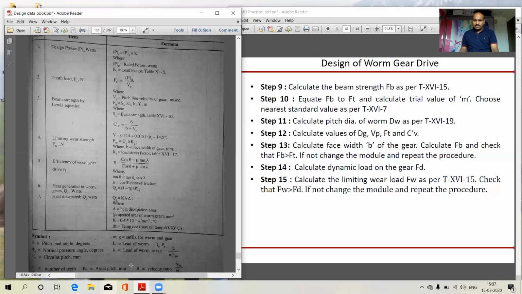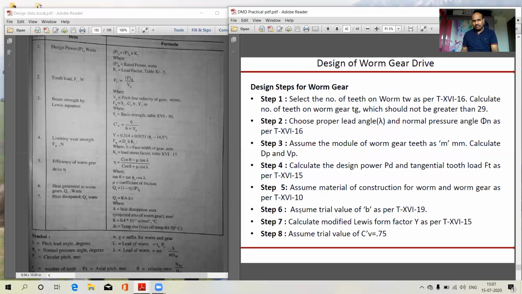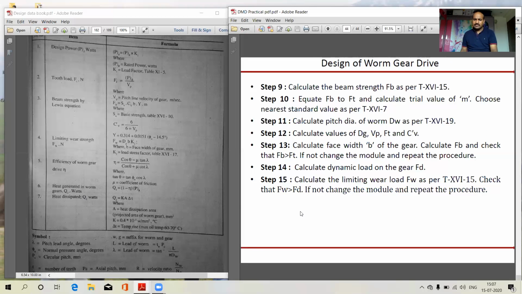These are all the steps related to the worm gear. We already learned in the theory class also, and in the practical, it is concluded that any university problem, or any problem related to worm gear, can be solved with the help of these steps which we have discussed here. Hope you understand the design steps, and you can calculate any worm gear problem with the help of these steps.